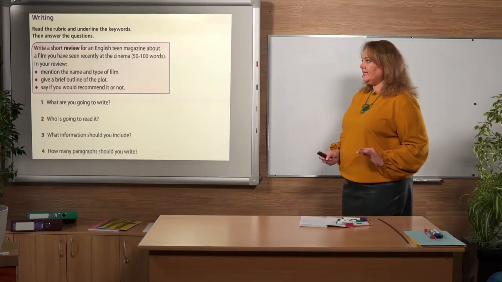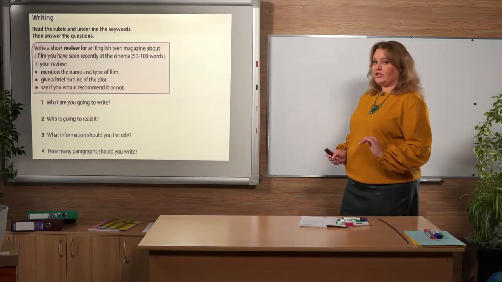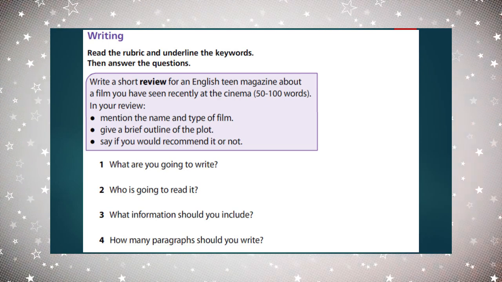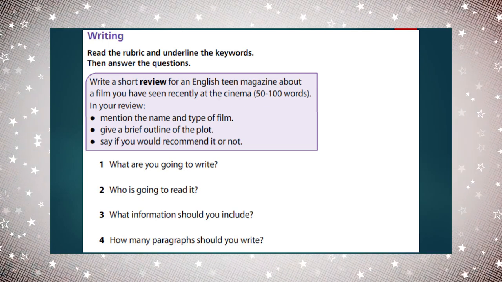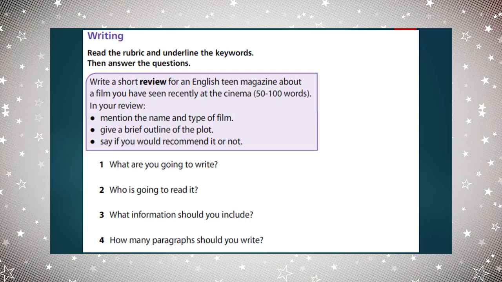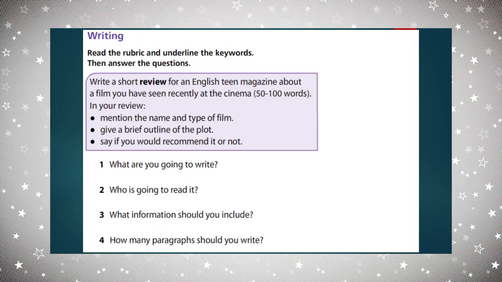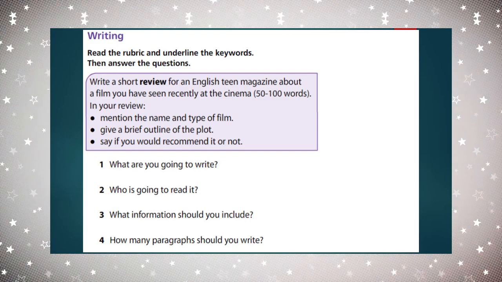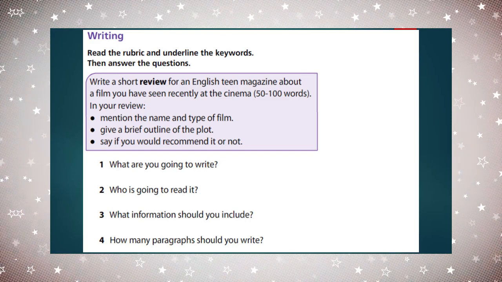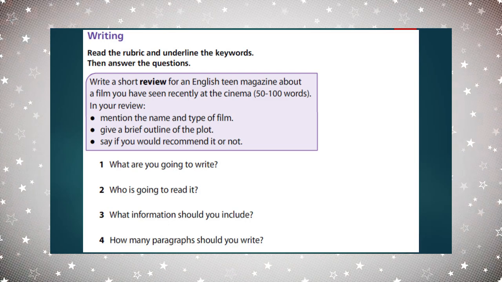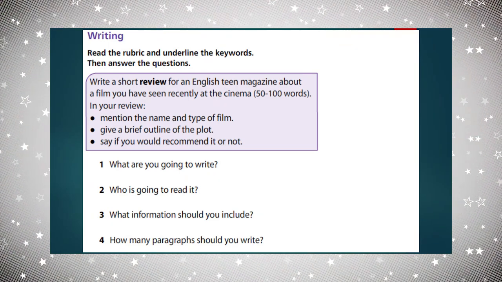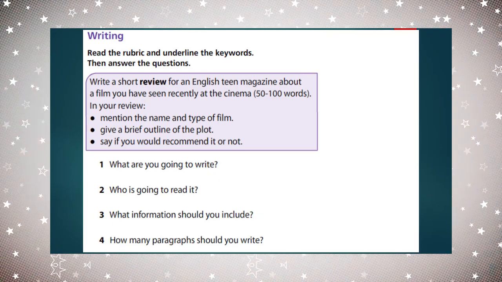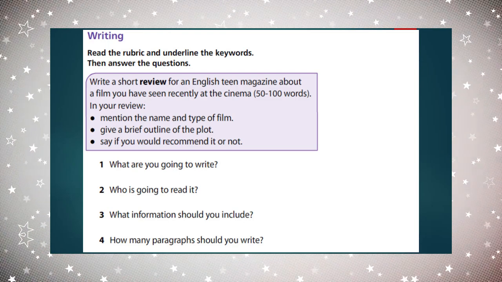So, let's move forward. Here is our task again. We are going to write a short review and we have the information mentioned. So, again, what are you going to write? A review. Who is going to read it? The readers of the English-speaking magazine. And what information should you include? Name of the film, type of the film, a brief outline of the plot, and your recommendation.